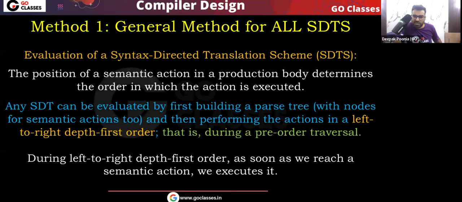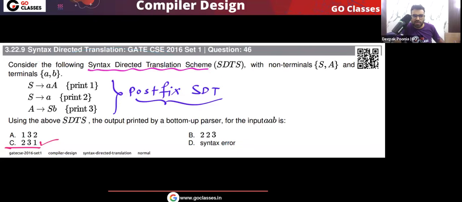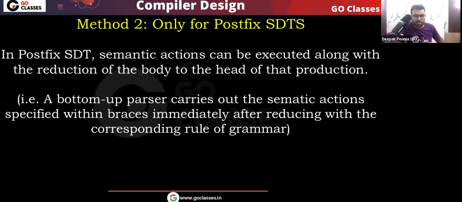Now the same question we are going to solve using two other methods. But these two methods will only work for postfix SDT, because the given SDT is actually a postfix SDT. All the semantic actions are at the right end of the production bodies. So this is a postfix SDT. For postfix SDT, we have a specific way of evaluation. So you can see method number 2. This is only applicable for postfix SDTs.